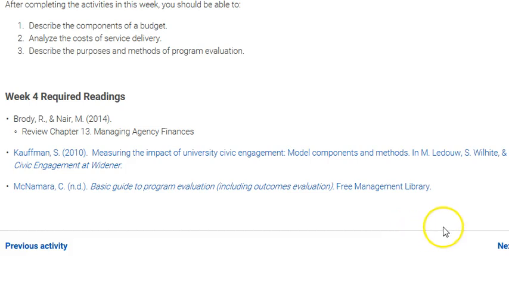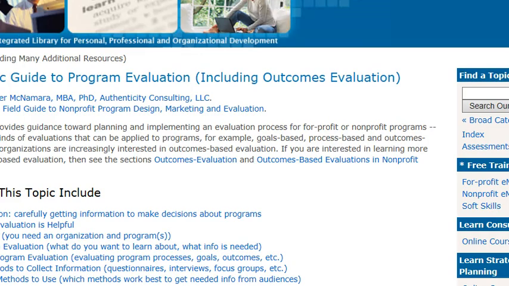The McNamara Basic Guide to Program Evaluation is a website. It has a lot of good information. The link gets you to the website, and it gives good definitions in addition to a lot of information about 3 different kinds of program evaluation. One being goal or objective based, and I would prefer to call it objective based since goals are hard to measure. So these are what you hope your program will achieve.